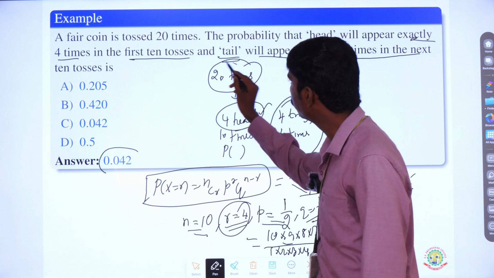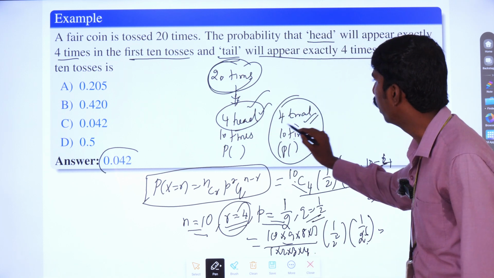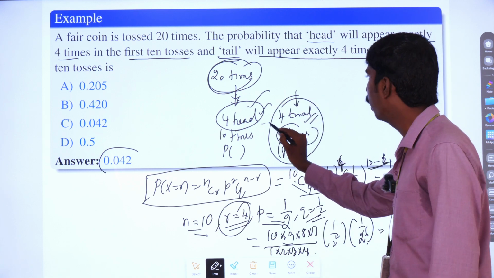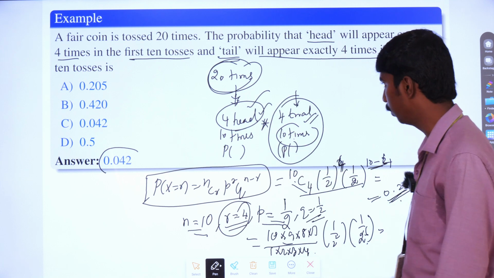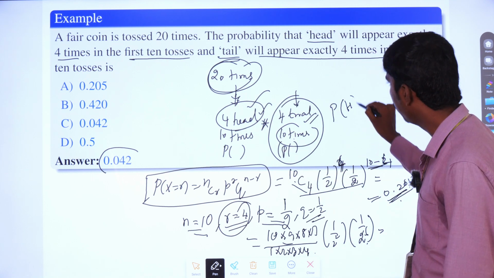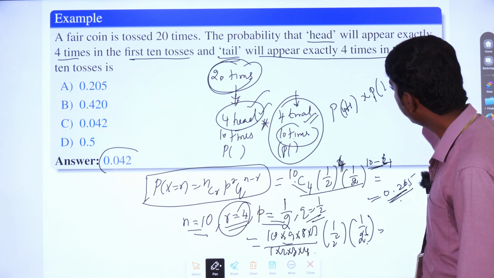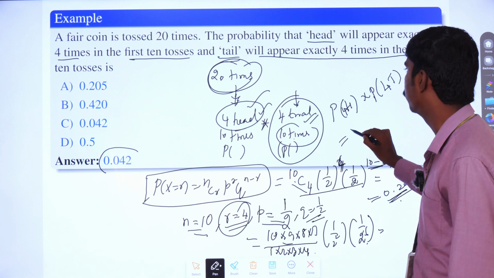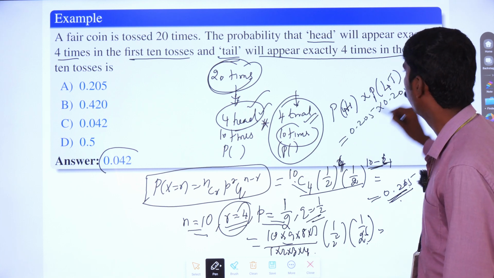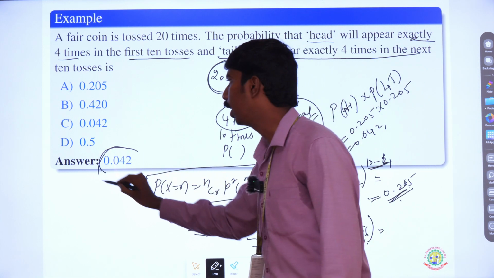So in 20 trials, you will get the first 10 times as 4 heads and another 10 times you get 4 tails. So when I add both of these, that comes under multiplication. Therefore probability of getting head 4 times multiplied by probability of getting tail 4 times, you will get an answer, that is 0.205 into 0.205. So that is nothing but 0.042. So this is your answer.